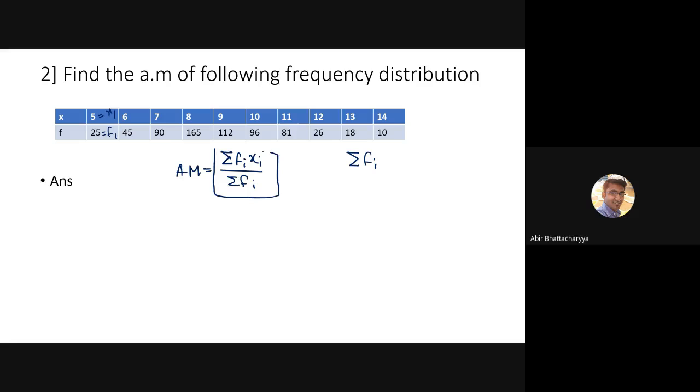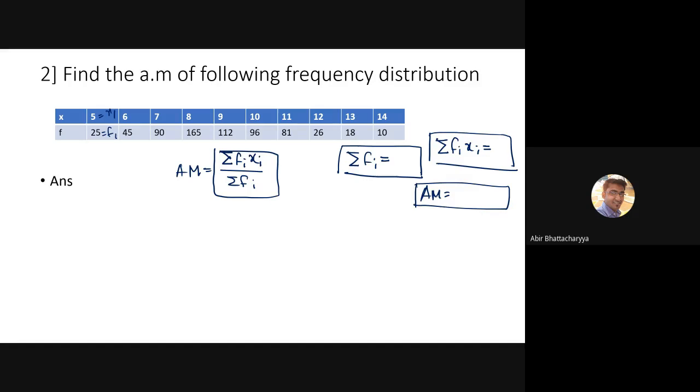First, write on the chat box what is summation of fi xi. Then write what is summation of fi. After that, what is AM? I need all three things together. Mark my word, don't write one by one. There's no hurry. Write all together: summation fi xi, summation fi, and AM equals this. So go for it. I give you 3 minutes. Let's calculate and tell me.